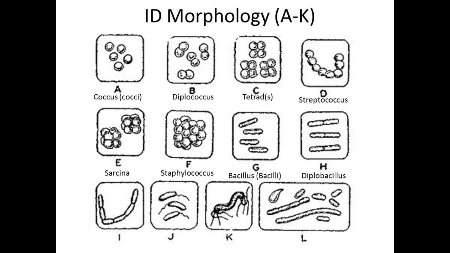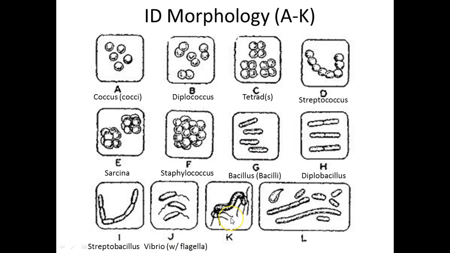The next one for rods is a chain, so it would be streptobacillus. The next one are rod-shaped, but they tend to have a little bit of a curvature to them. These guys are referred to as vibrio. And in this picture, a lot of the organisms in this genus also tend to have flagella. So that's what this little line is representing.